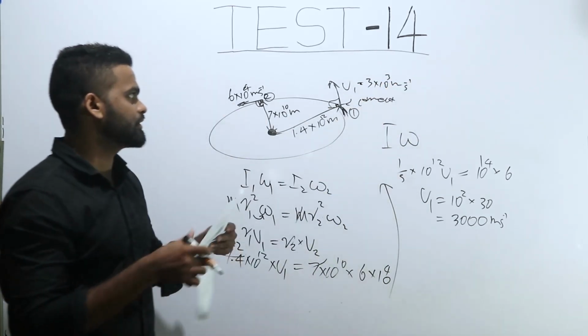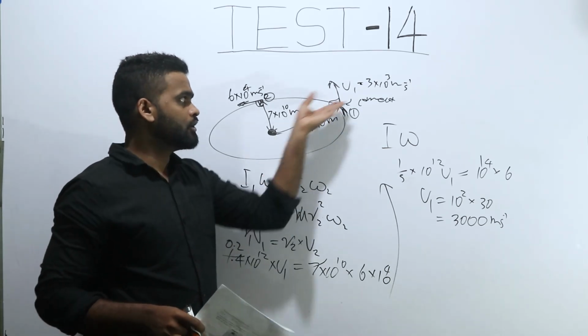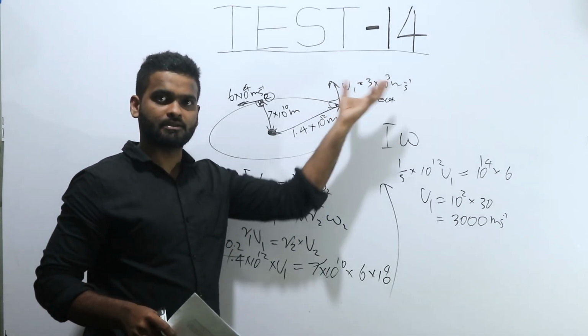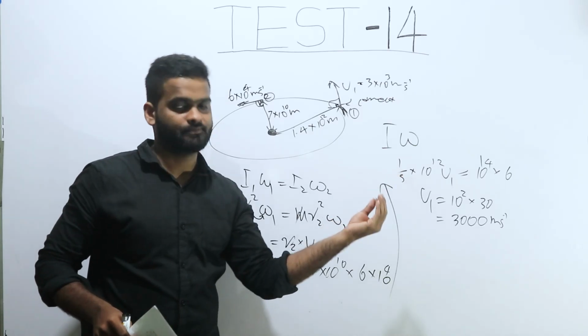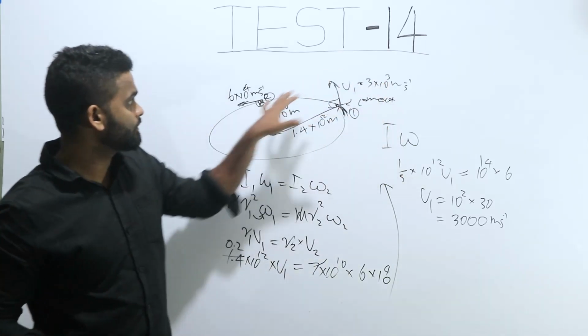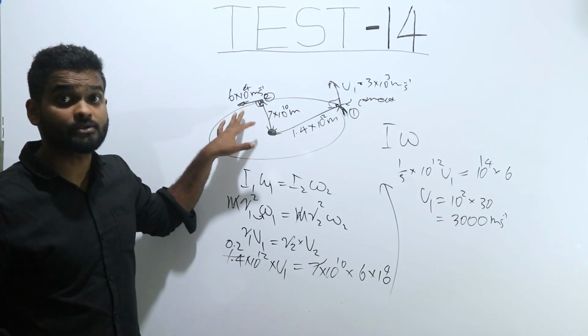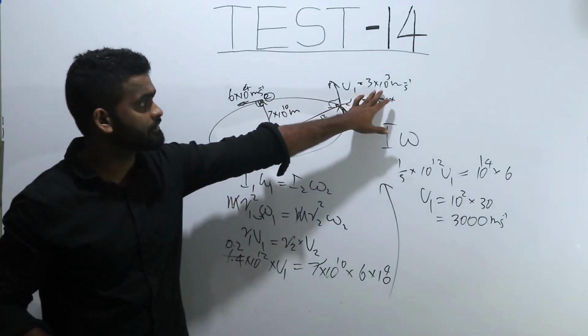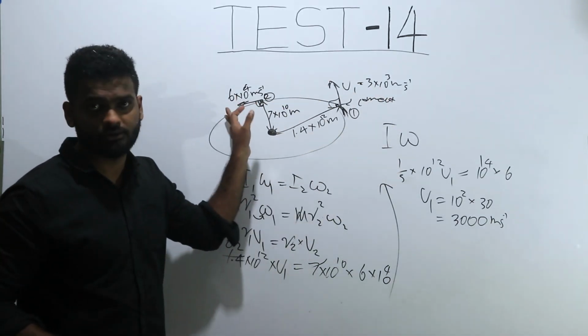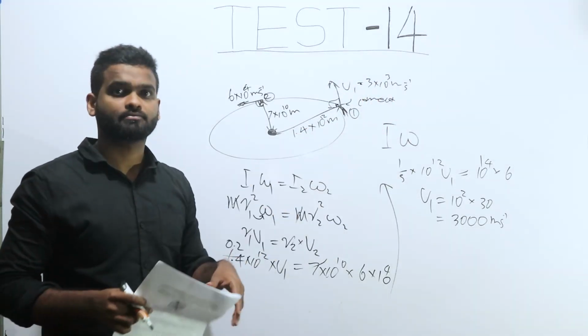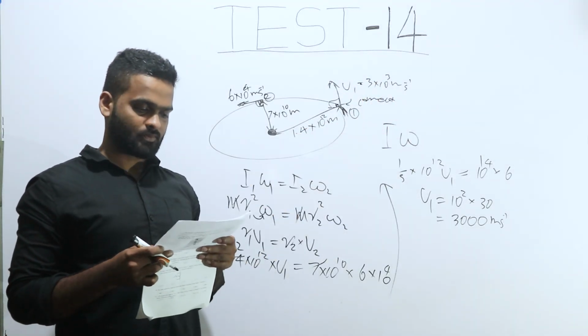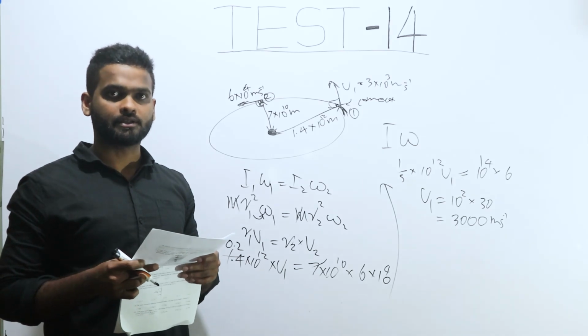Actually, from this one you can understand that when it is further away from the sun, the velocity of the comet is smaller, right? Compare this velocity. This is 6000 meters per second. This is 3000. This is 60,000. This is 3000. Answer should be the fifth one for the 13th.